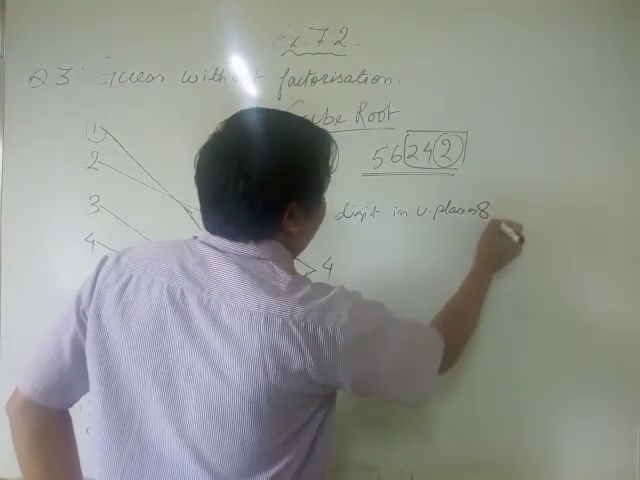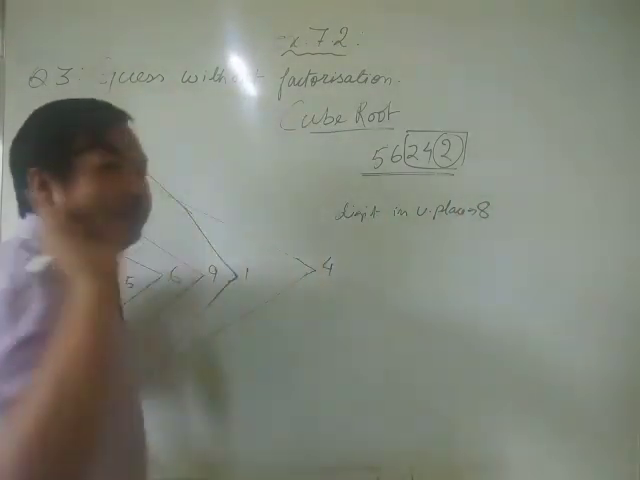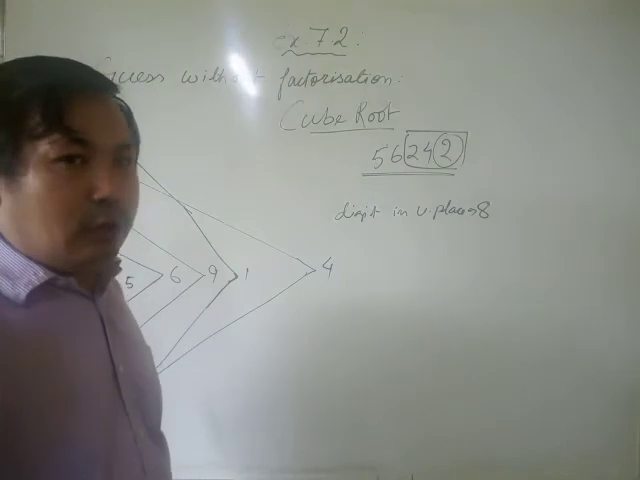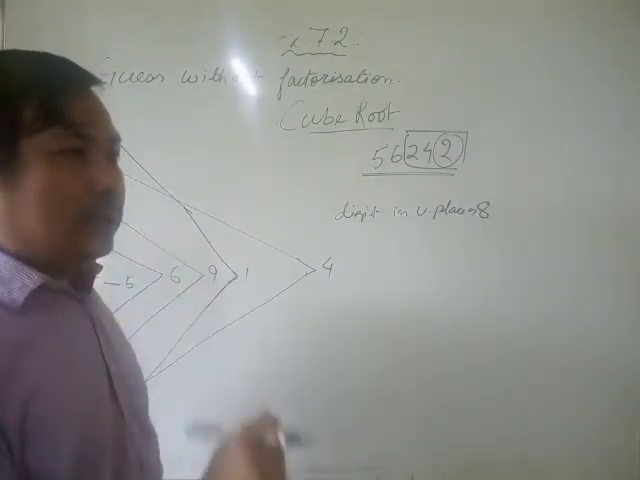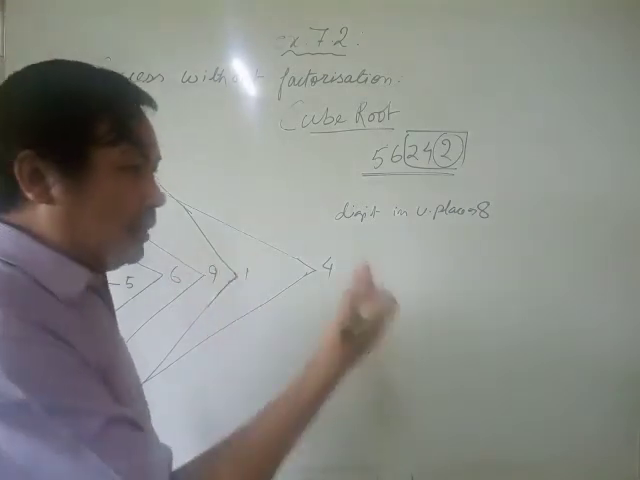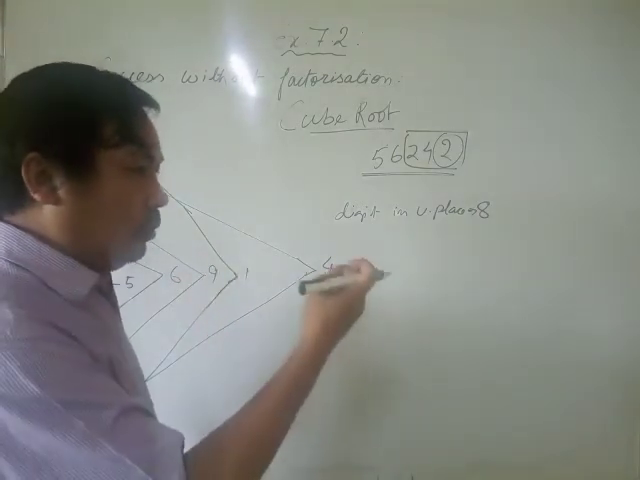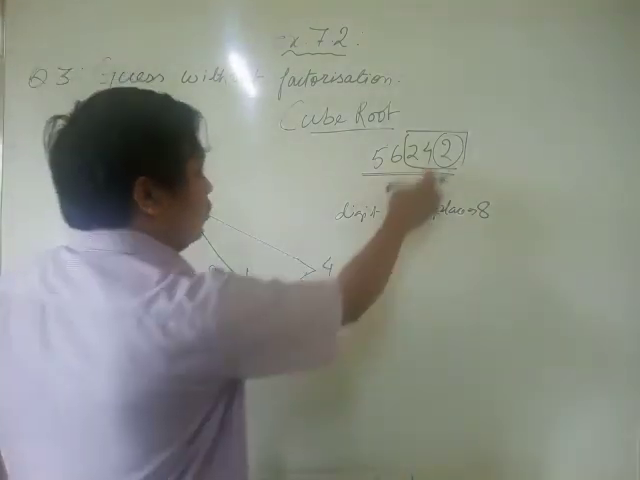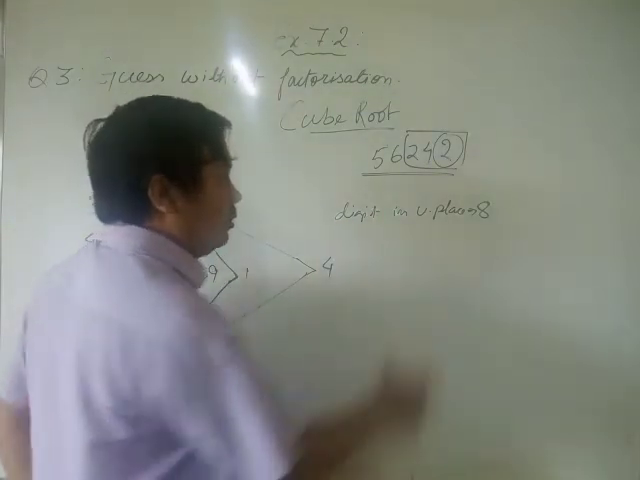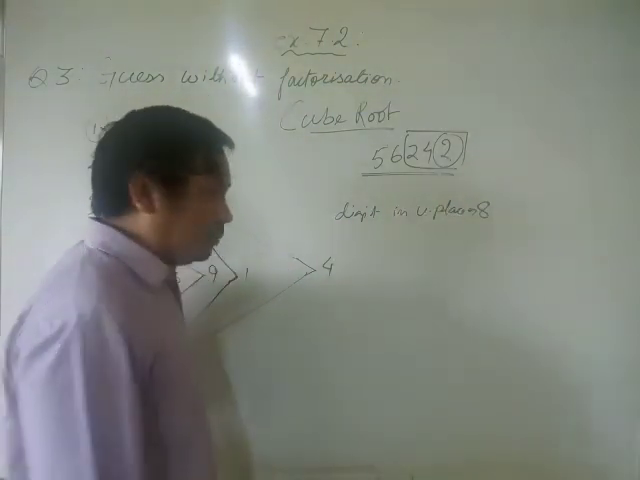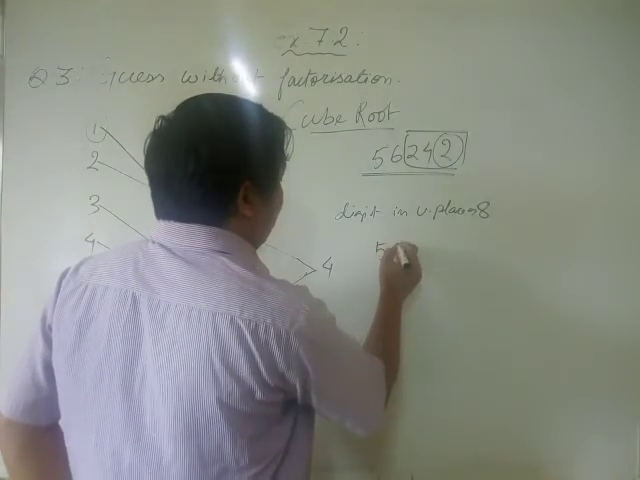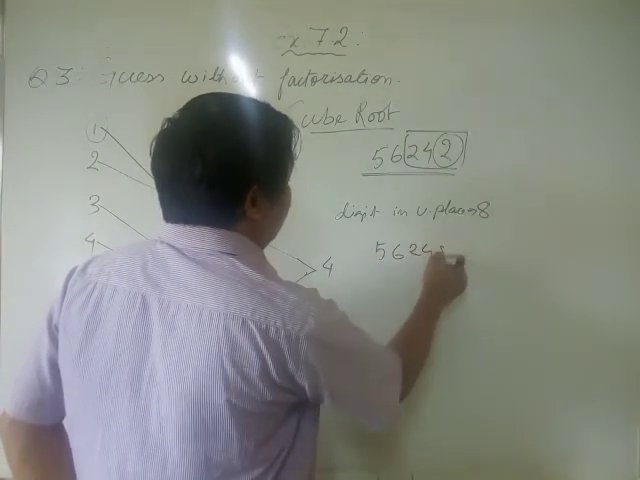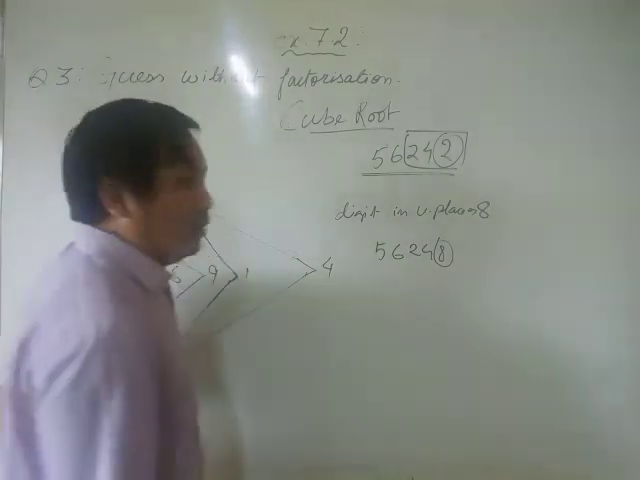For the cube root, click cube root. They will get a two-digit or three-digit number, isn't it? The last digit, or the digit in the one place, will be 8 here. It is 2 here, then it will be 8. And suppose, for example, I take again 5, 6, 2, 4, 8. The last digit is 8.